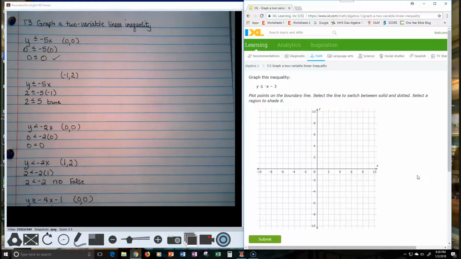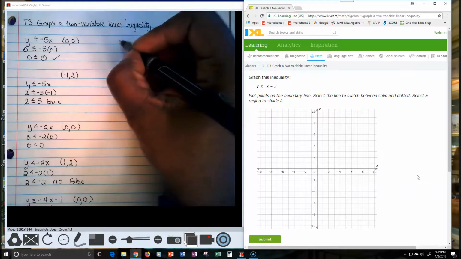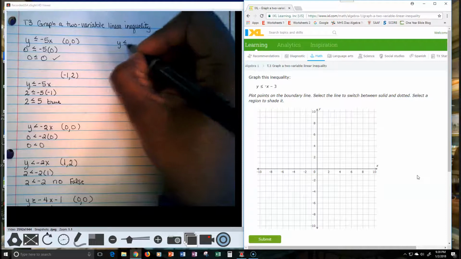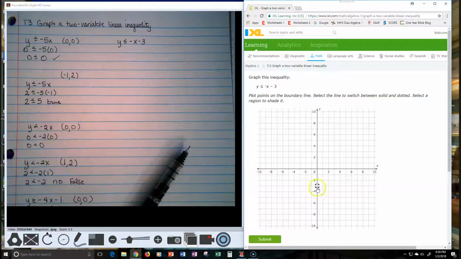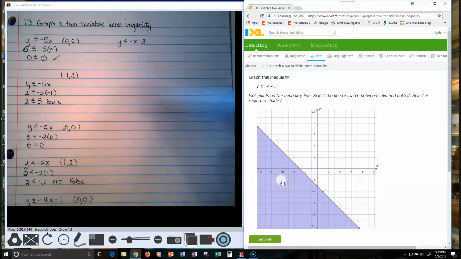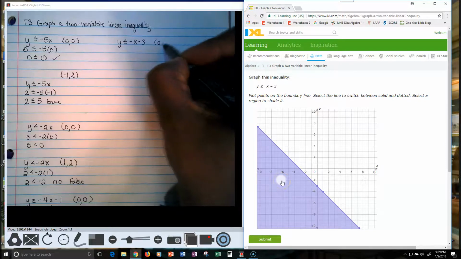We'll do a few more. So we've got y is less than or equal to negative x minus 3. Okay, so we know already our y-intercept is negative 3. We know our line is down 1 to the right 1 because we have a negative slope. We know that our line is solid because we have the less than or equal to sign. We also know that all of our values are less than the equation of this line, so that means we have to shade under. Again, if you want to test it, go ahead, use 0, 0.